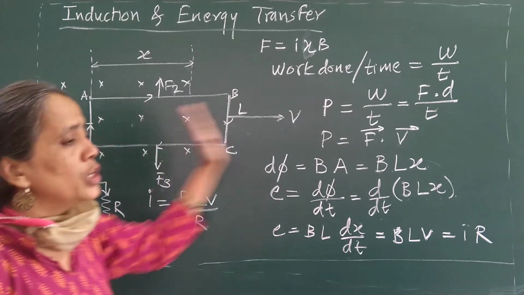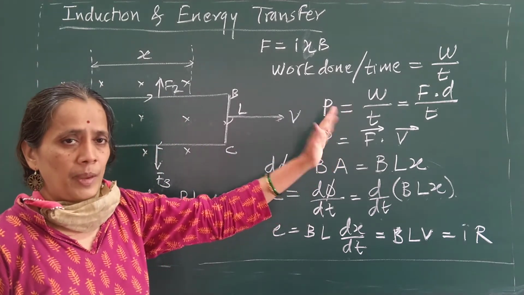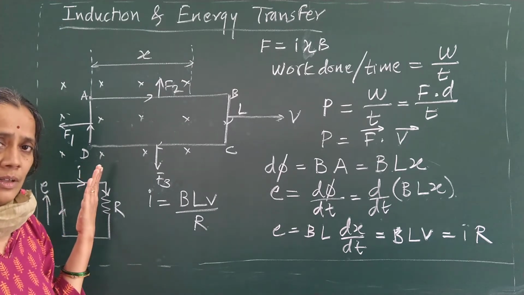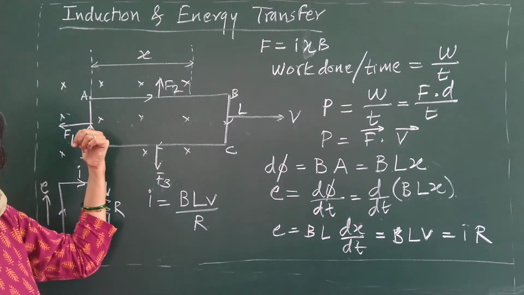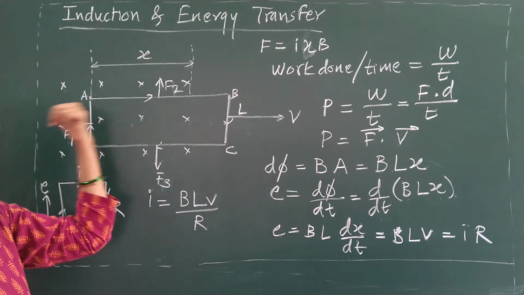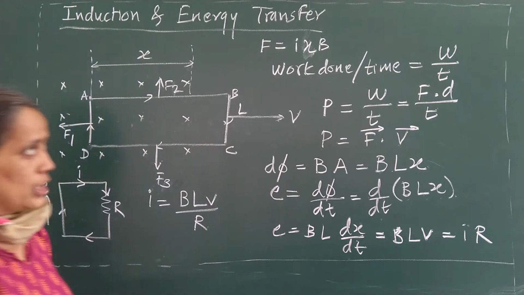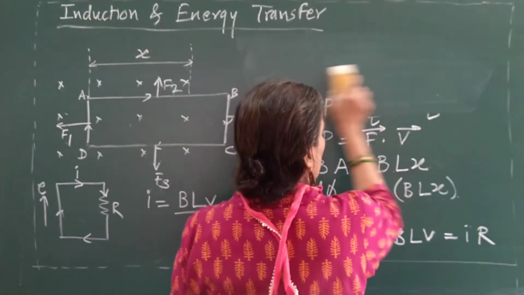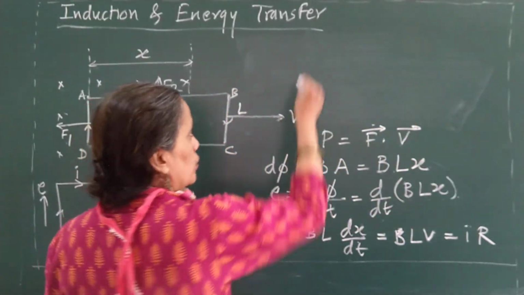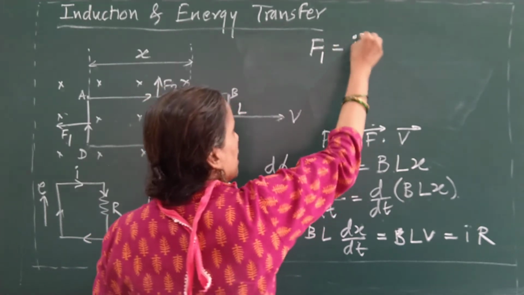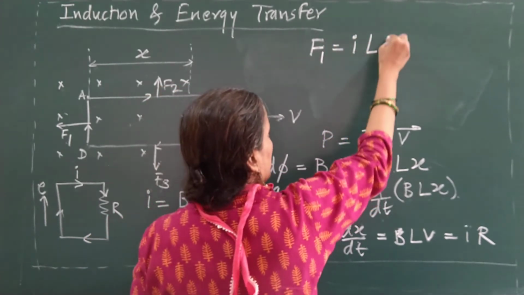We want to move the coil towards the right, but the induced current wants the coil to move towards the left. So this force F1, whose direction is towards the left, will be acting on the coil, and that force I can write down according to the force acting on a current carrying conductor, which is nothing but ILB.